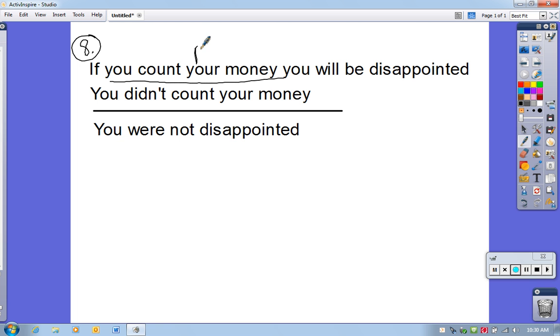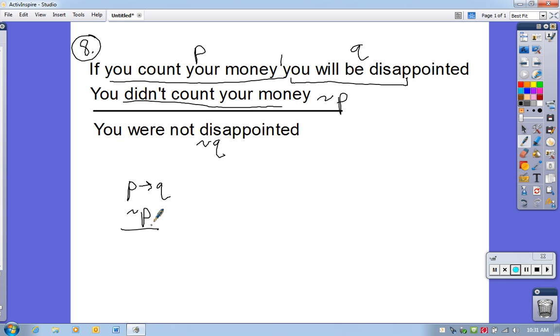It's going to be my statement P. You will be disappointed is my statement Q. You didn't count your money. Notice that's the negation of P. You were not disappointed. That's the negation of Q. So the structure of this argument is, if you count your money, if P, then you will be disappointed. P implies Q. Then it's saying not P. P didn't happen. Therefore, Q didn't happen.